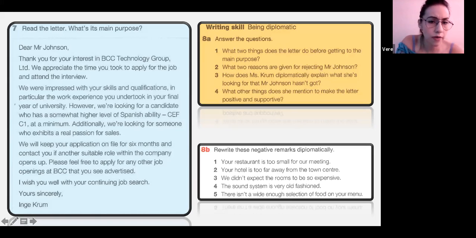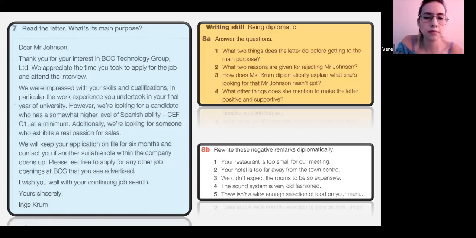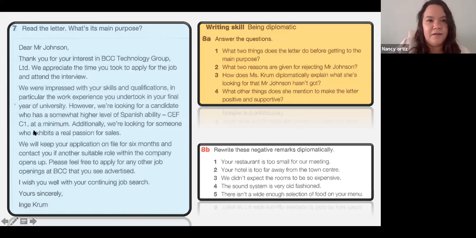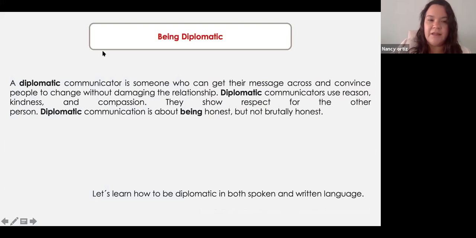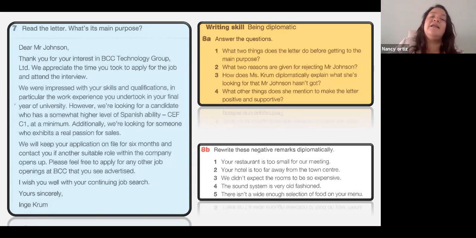We mentioned some word like however. Okay, can you repeat that, please? Yes, miss. We are mentioning some words like some connectors, like however, which we are contrasting the information. Okay. However, we're looking for a candidate who has a somewhat higher level of Spanish. And additionally, we're looking for someone. Exactly. And those 2 words, first they mention they are impressed with this and that from the candidate, then it doesn't feel so aggressive, okay?